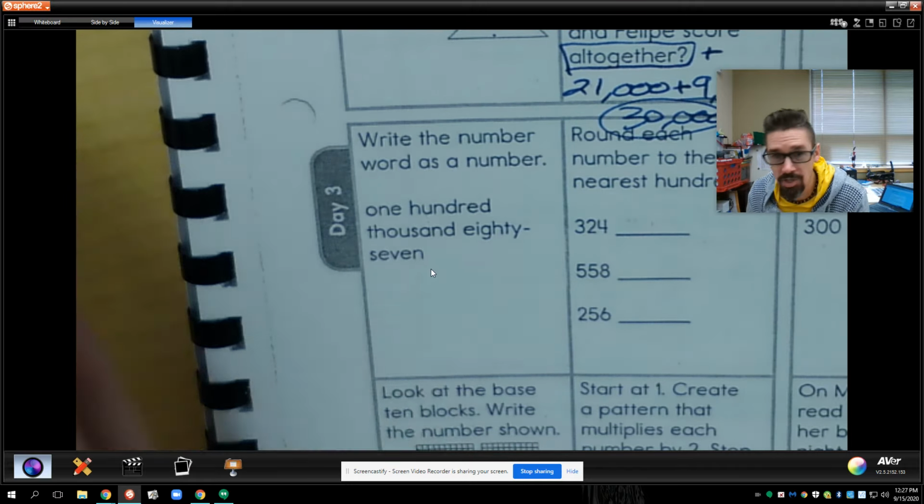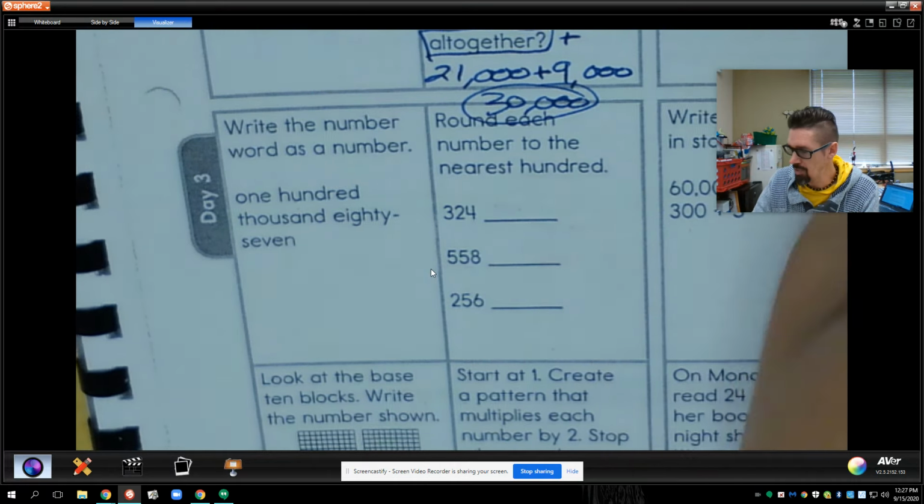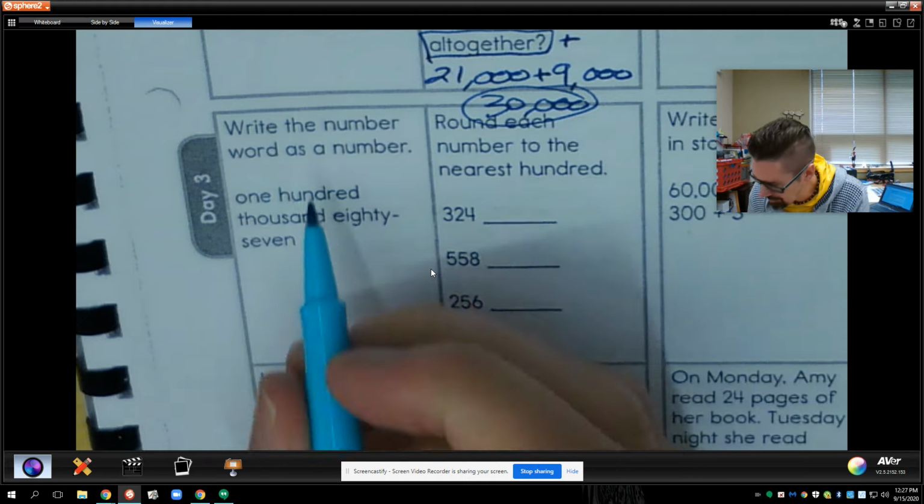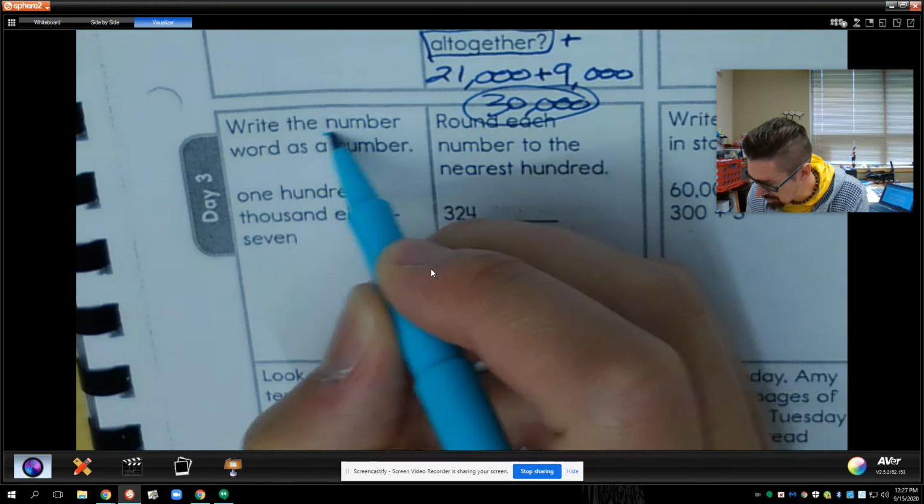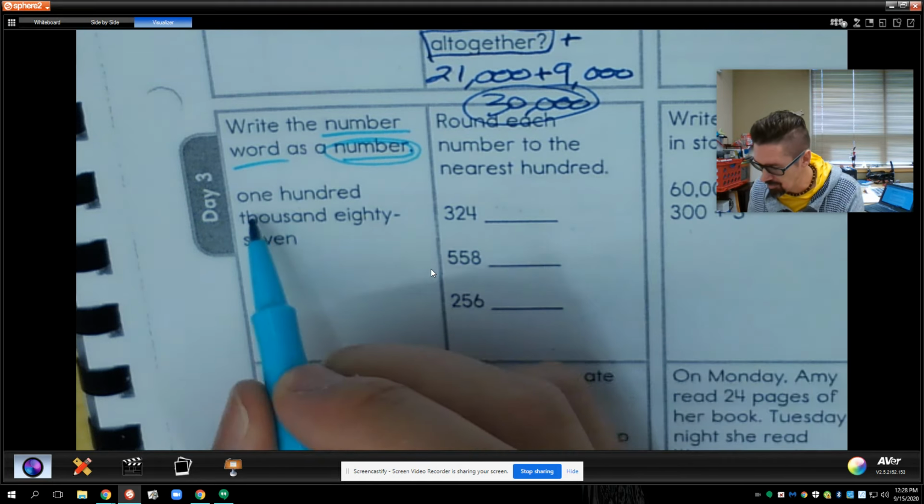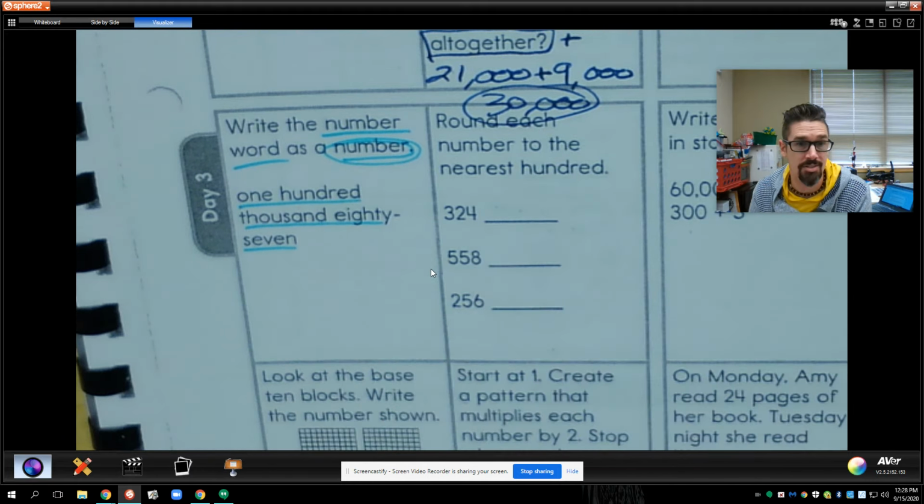Hi class, talking about looking at day 3. So this is week 1, day 3. We're going to talk about writing our number as a word number. So this is looking at the number word as a standard form number. So this is in word form. You can tell it's word form because there's letters instead of just numbers.